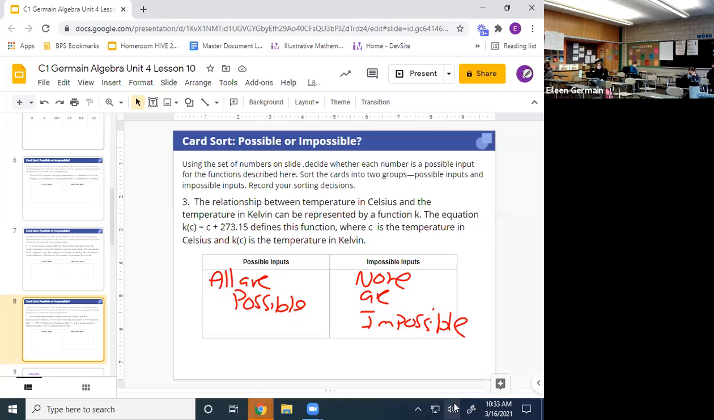Okay, so if you didn't get this written down, you don't need to write the whole list down. You can just write these two in this box here.